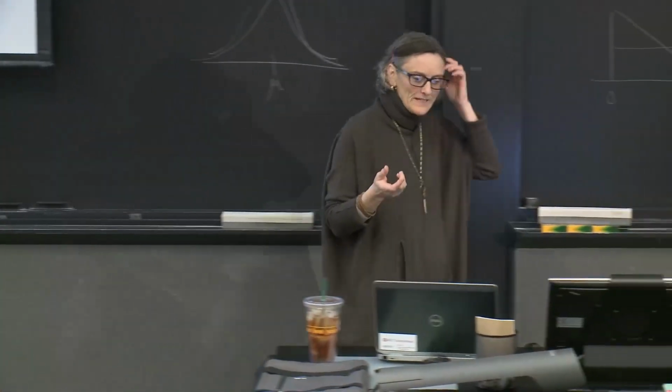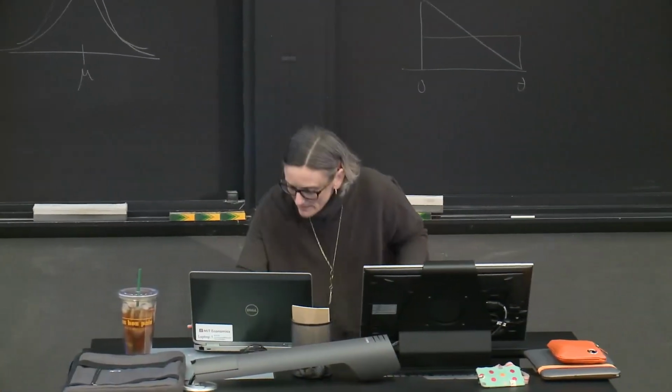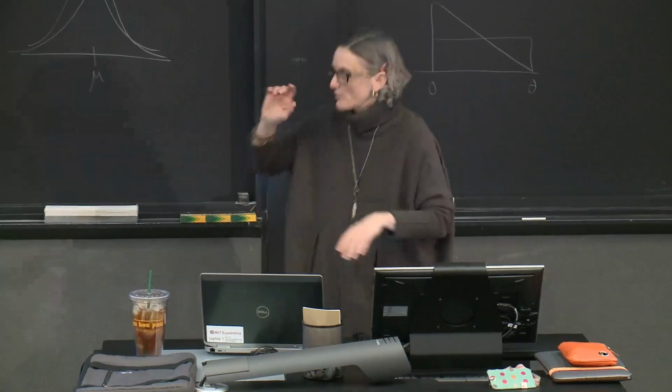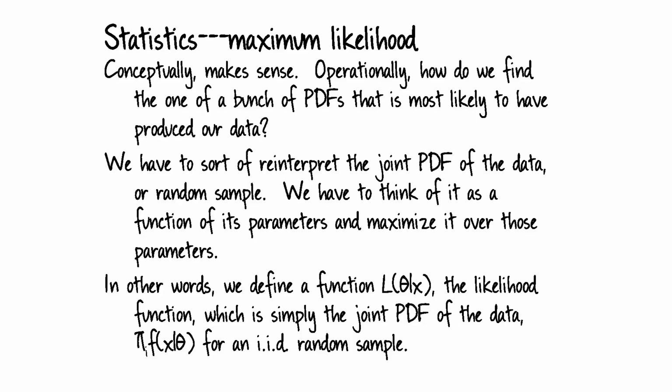So basically, what we do, actually, let me go to the next slide. Yes, okay. So in other words, what we do is we take the joint PDF of our random sample. Instead of calling it a joint PDF, we're now going to call it a likelihood function. Okay? That's just suggestive to us that we have to think of it in a different way. It's exactly the same thing. The likelihood function is the joint PDF of a random sample.